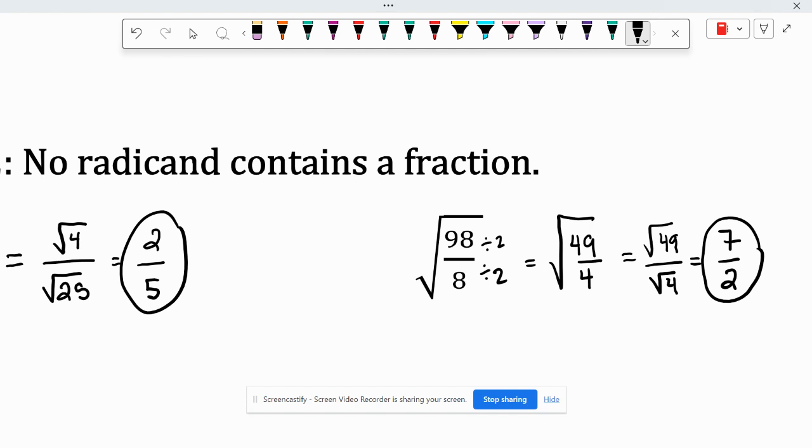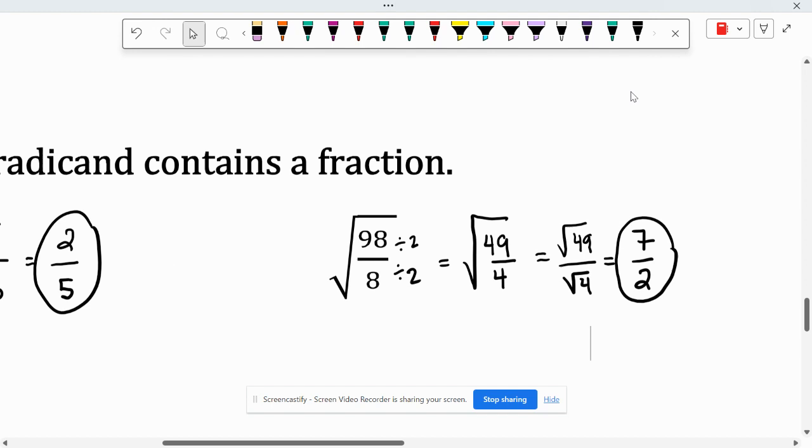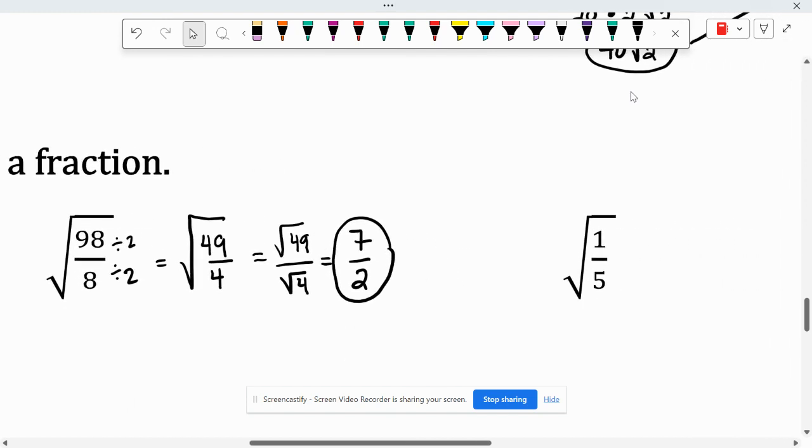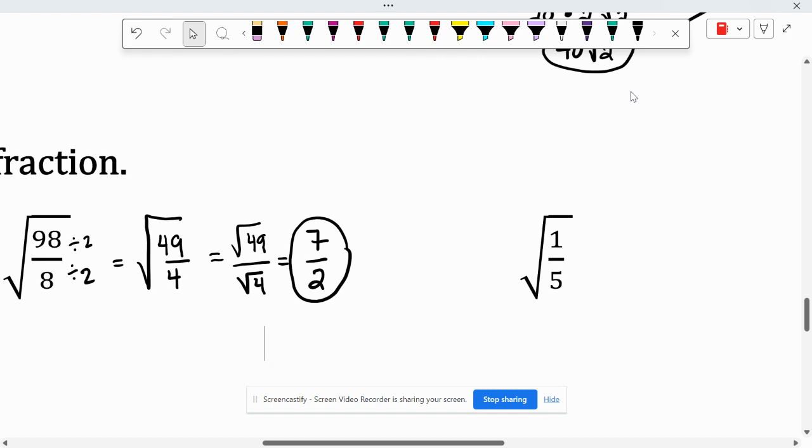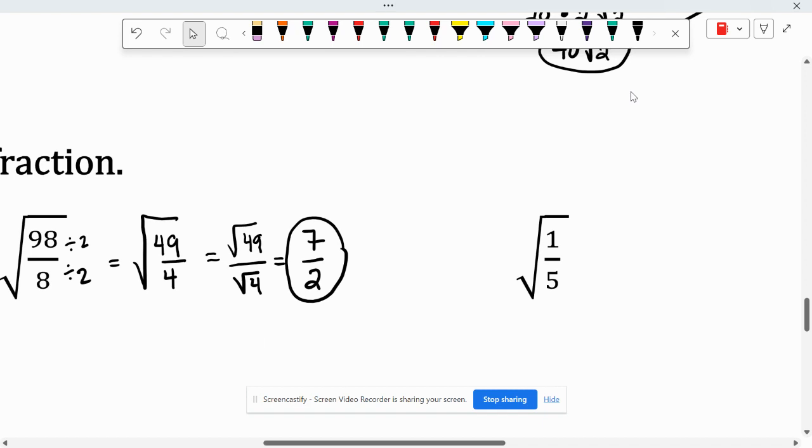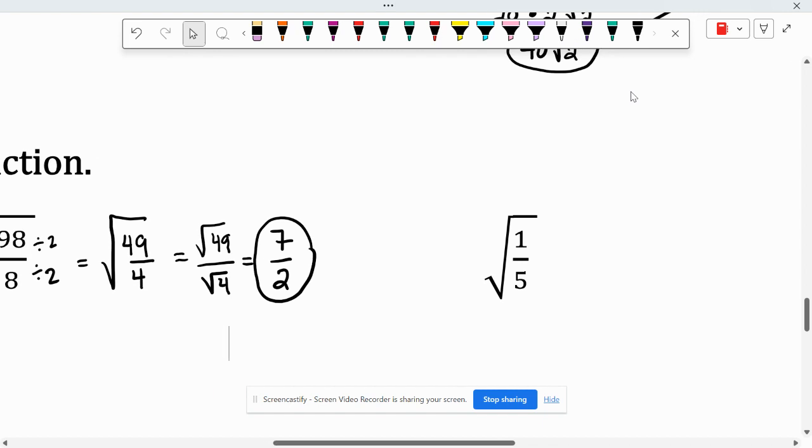Okay. So use what you know about fractions. You can simplify fractions, right? What about this fraction? What if I wanted to find a common denominator? How could I change that 5 to get a perfect square? Like, what's a perfect square that's divisible by 5? Like, what's 5 times 5?